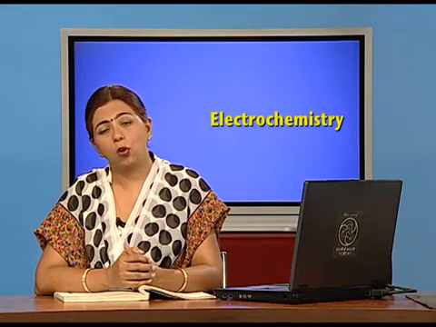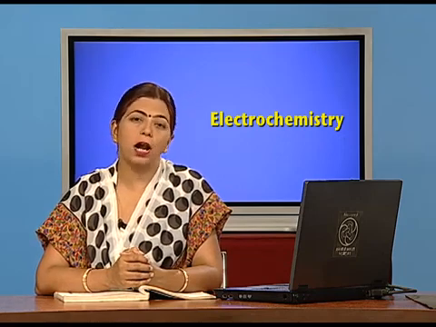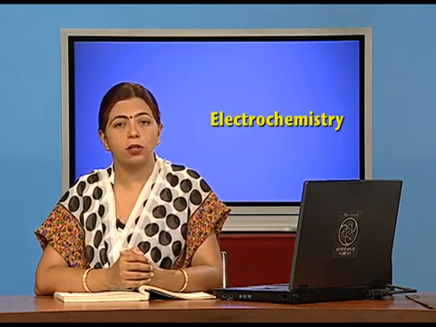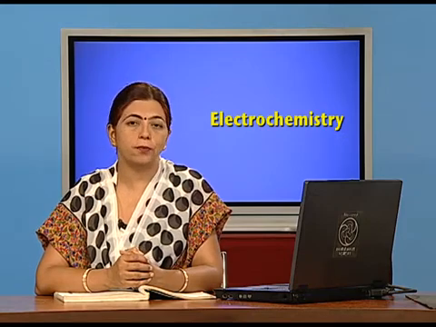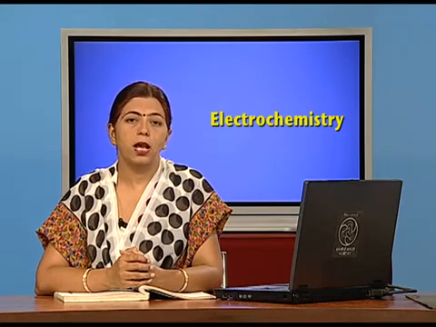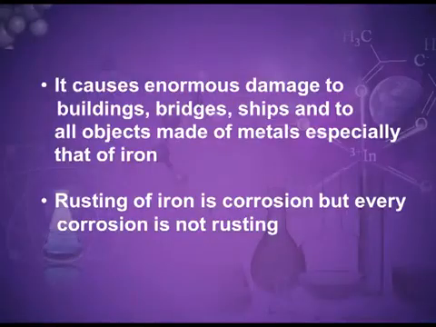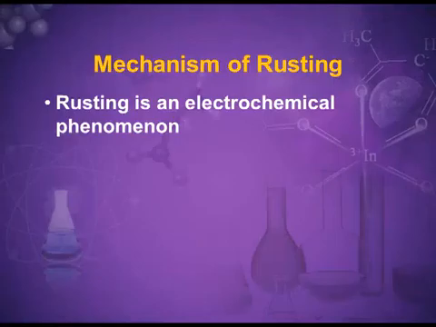Dear children, we also know that bridges and machineries are made up of iron, and the rusting of iron causes enormous damage. Let me explain what corrosion is and define it. Actually, it is defined as the wasting away of the metal. When the metal reacts with the atmospheric gases, the oxide layer or salts are formed on the metal surface. This is corrosion. Rusting is corrosion, but every corrosion is not rusting. It is an electrochemical phenomenon.